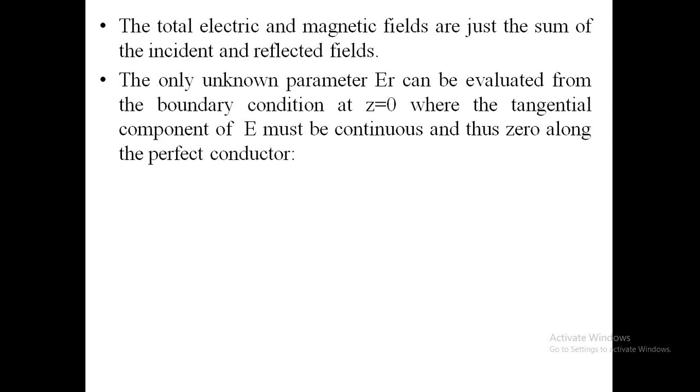So here the total electric and magnetic fields are just the sum of the reflected and incident fields, and the only unknown parameter Er, that is the reflected electric field, can be evaluated from the boundary condition at z equal to 0, where the tangential component of the electric field is observed to be continuous and also 0 along the perfect conductor.